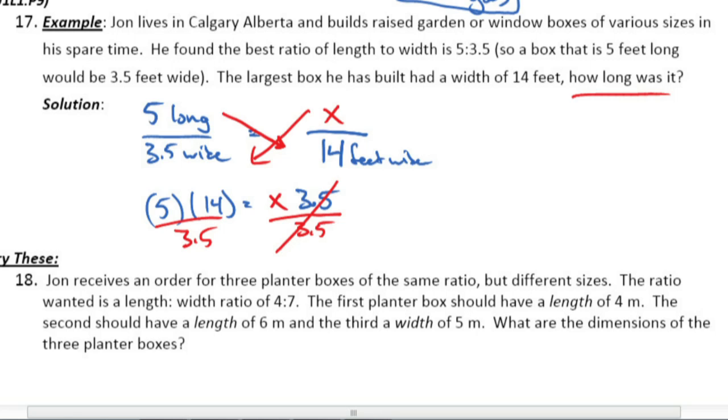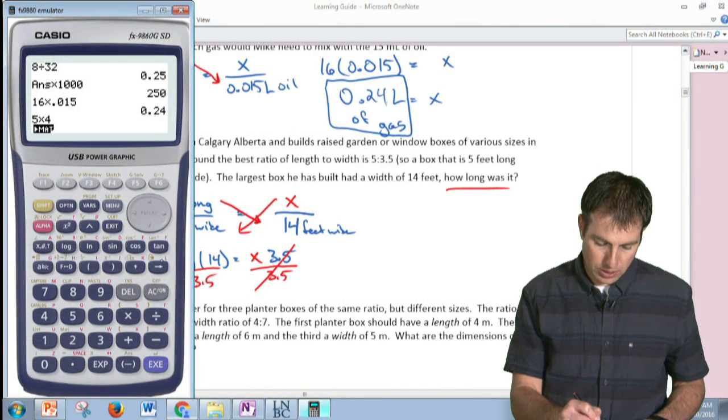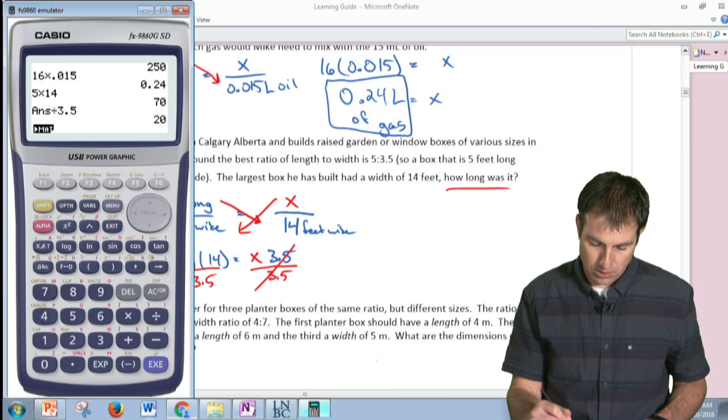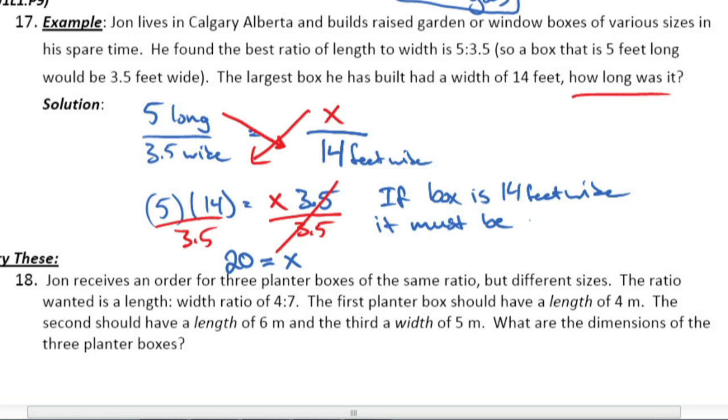All right, so 5 times 14 divided by 3.5. 5 times 14 is 70 divided by 3.5. Should be 20, and it is. So I get 20 is equal to x. So what does that mean? Well, if the box is 14 feet wide, it must be 20 feet long.